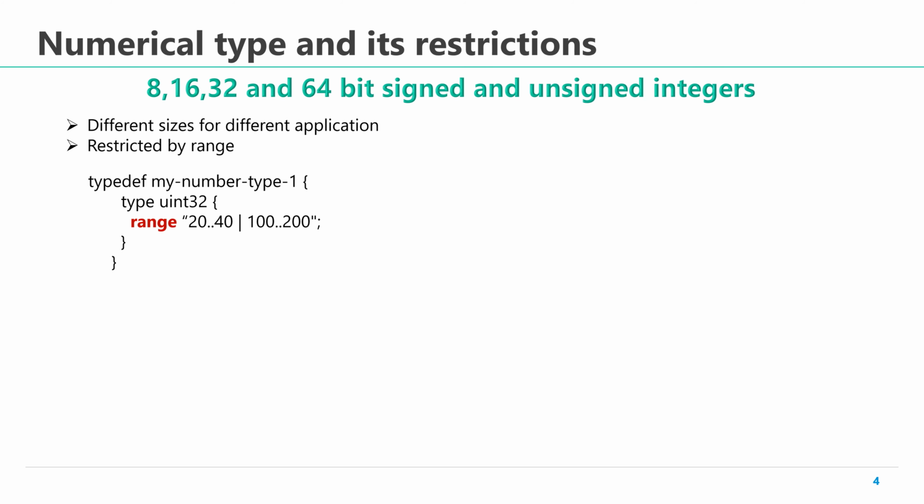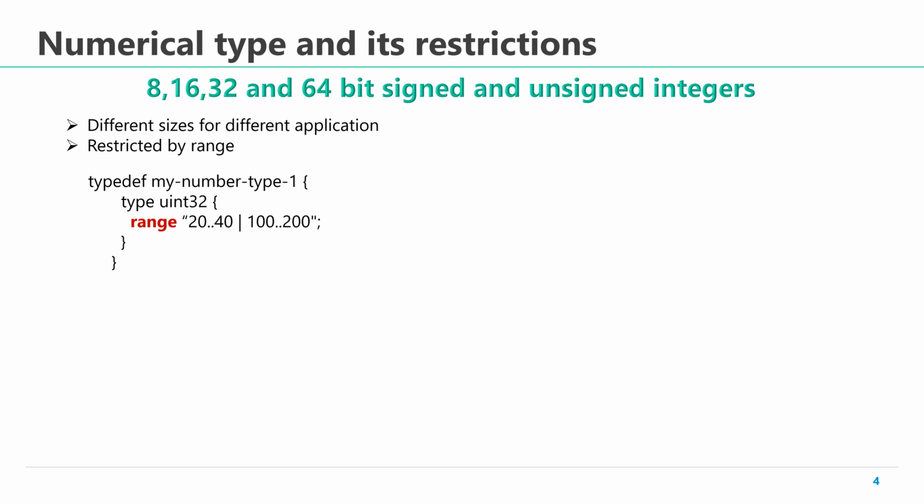Let us begin with the numerical types and their associated restrictions. As stated earlier, there are different sizes of integers available for use: 8, 16, 32, and 64 bits. Further, they are classified as signed and unsigned. Depending on the bit size, the total range depends on the 2 power value of these: 2 power 8, 16, 32, and 64.